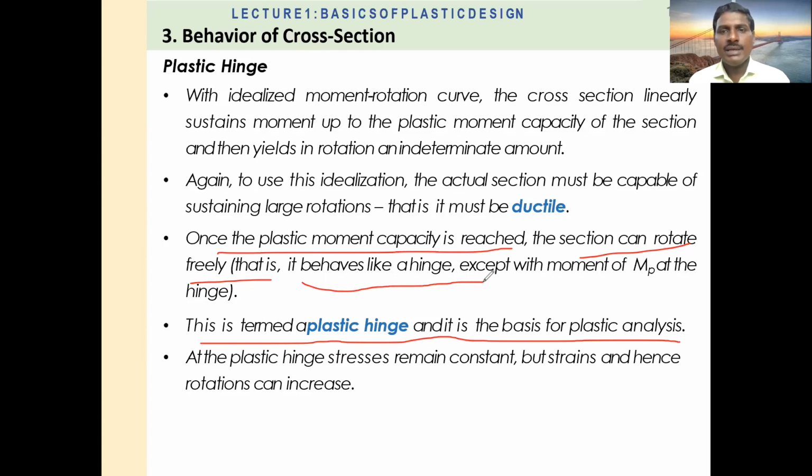Similarly, when any steel structural member under loading condition is at the final stage of collapse, there may be a fully plastic moment capacity and your member freely rotates. It means it behaves like a hinge, and that term we call a plastic hinge.